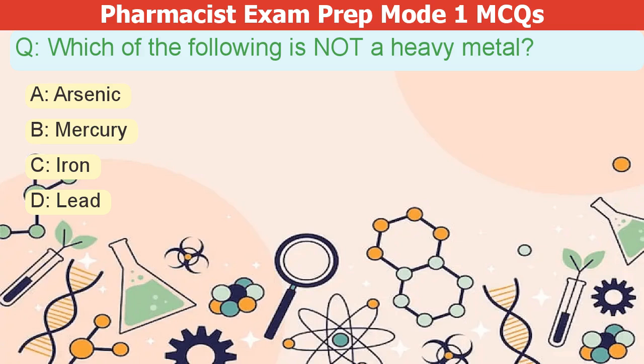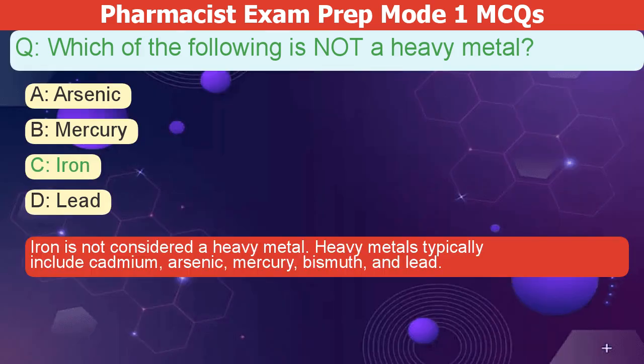Which of the following is not a heavy metal? A. Arsenic. B. Mercury. C. Iron. D. Lead. The correct answer is C. Iron is not considered a heavy metal. Heavy metals typically include cadmium, arsenic, mercury, bismuth, and lead.